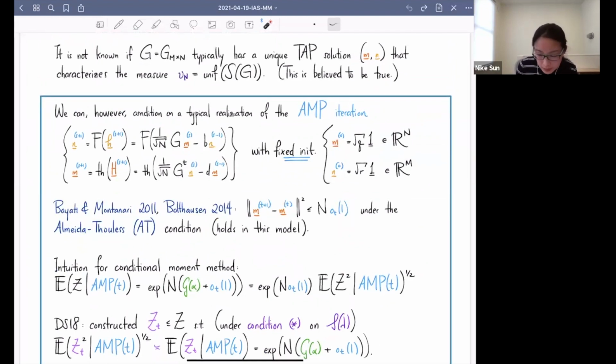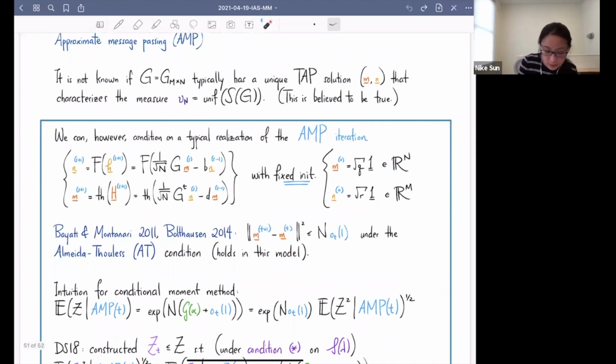It's believed to be true that if you give me a typical n by n matrix G, sampled from the Gaussian distribution, it should have a unique TAP solution, and that should be the one that characterizes this measure. But this has not been proved to be true, and it's probably somewhat difficult to prove. So it's not known whether it's a unique solution, and it's not known whether that solution actually relates to this measure.